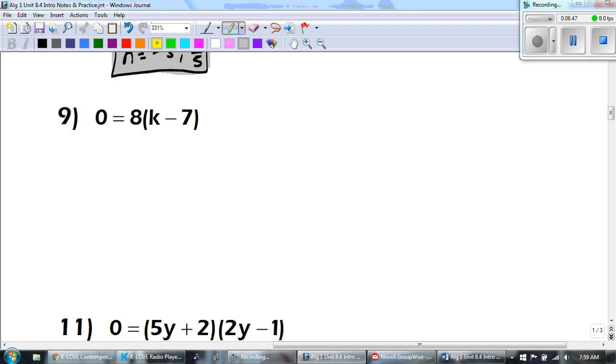Number 9, how many variables? Good, just one. I can only set the variable term, the linear factor, equal to 0. And then when we add 7 to both sides, we get that k equals 7.